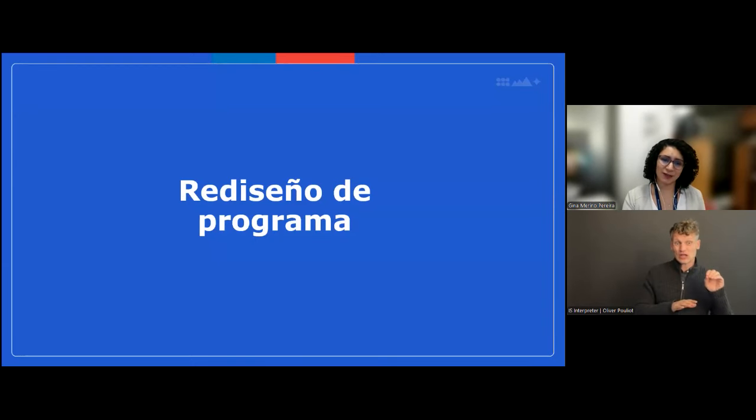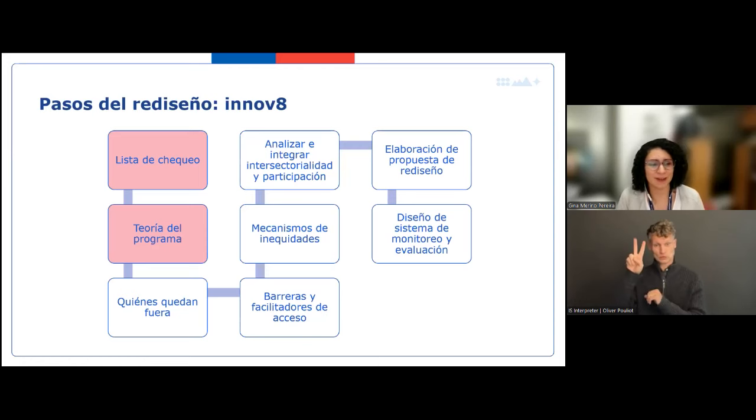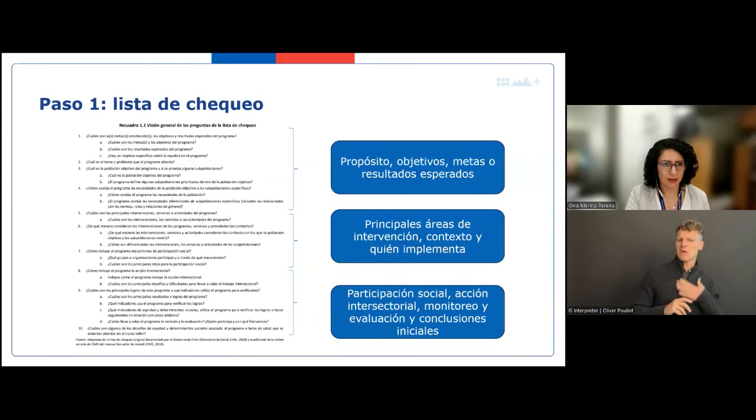So I'm going to show you now how we redesigned the program. Dr. Solano showed very well what the 8 steps are of this innovative strategy, and I want to show you now the first 2 steps. The rest of the steps, we have analyzed internally in our team, as I mentioned earlier, but I would like to concentrate on these 2 steps for the purpose of this presentation.